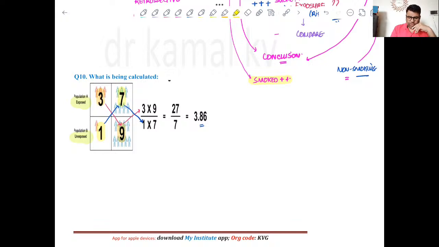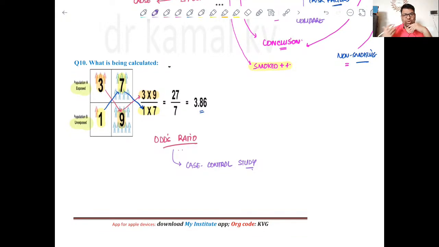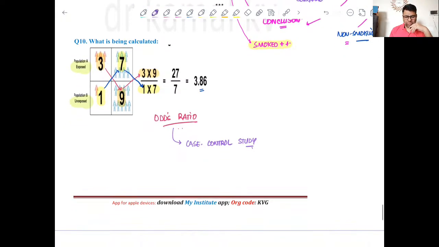So 39 is the numerator and 17 is the denominator. So this is actually the odds ratio, right? And we derive the odds ratio from a case control study. Now, why have I kept this question? Because many times we have a numerical based question, so probably that might help you in that sense. Although an image based question won't come like this, it's just to help you understand what the odds ratio is and how you can calculate it in case a numerical question is there, right?